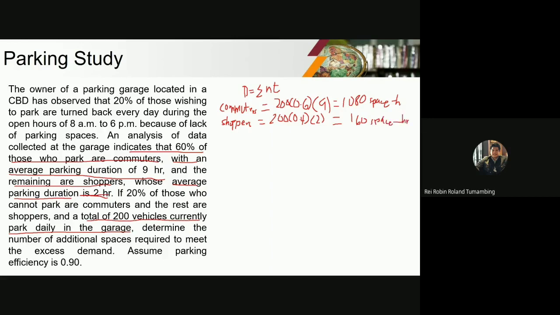Okay? So next, we have to determine the total number of vehicles that was turned away. Sabi dito, the owner of a parking garage located in a central business district has observed that 20% of those wishing to park are turned back every day during the open hours of 8 a.m. to 6 p.m. So meaning, yung 200 vehicles na nakapark sa ating garage daily is only 80% of the total number of users na gustong gumamit ng ating garage. So meaning, ang total number of vehicles na gustong magparada is 200 over 0.8.